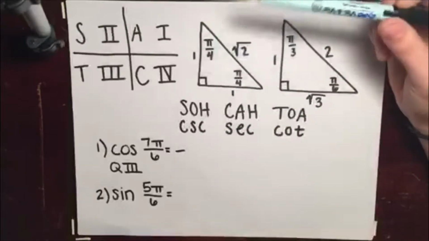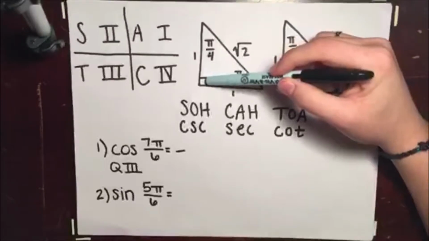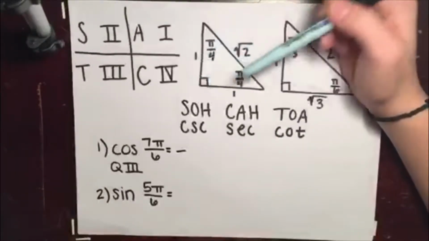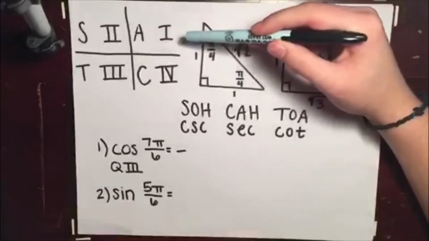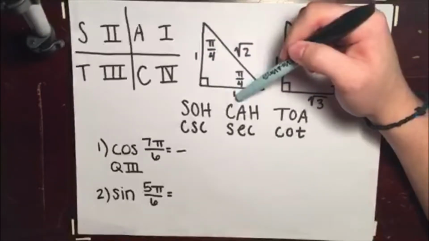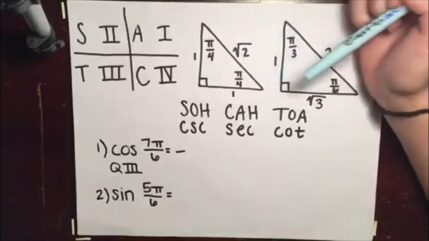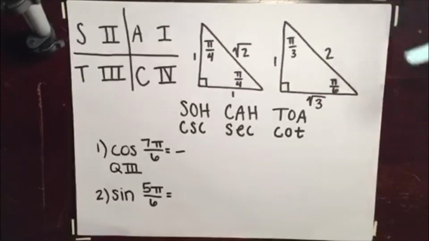So the first is the 45-45 right triangle. To draw this up, all you basically need to know is that the legs of the triangle are each equal to 1 unit, and then the hypotenuse is equal to square root of 2 units.